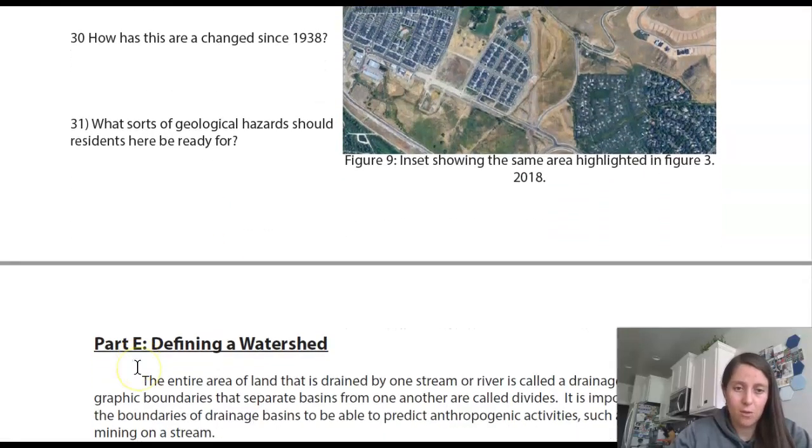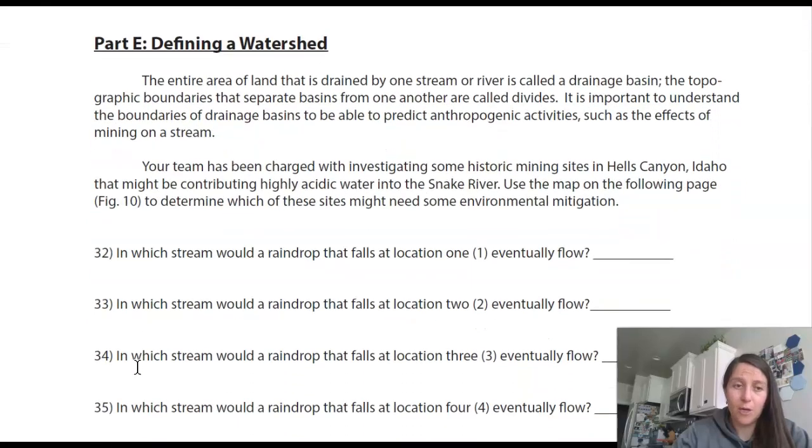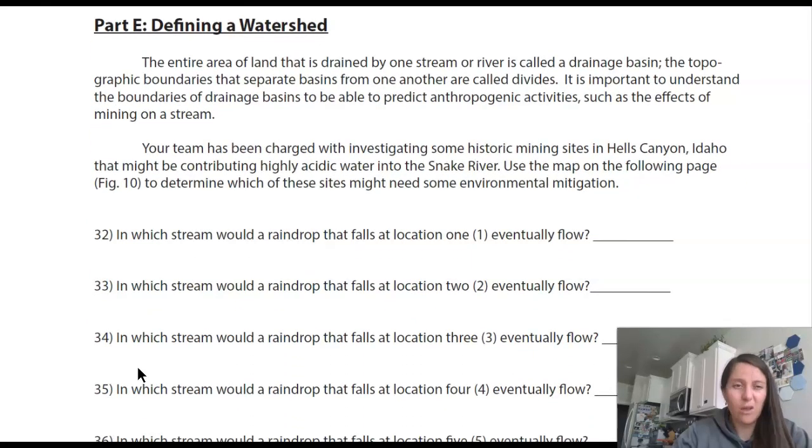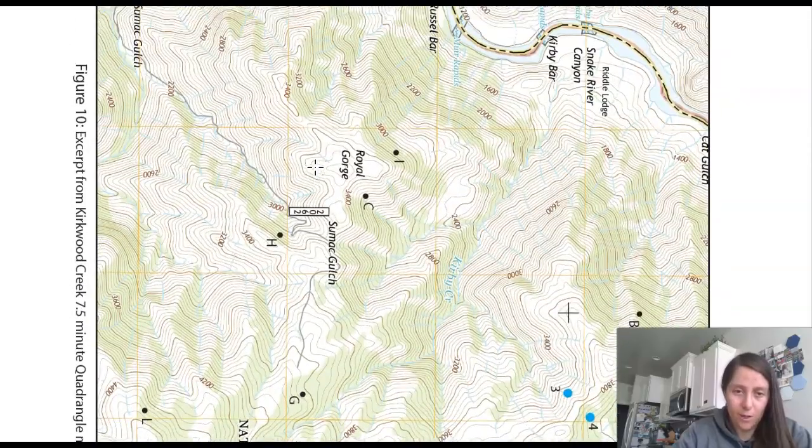Okay, so then after you complete part D, we move on to part E. So on part E, I'm not going to make you do all of it, but I'm going to make you do most of it. So part E, you need to refer to figure 10, which is the last figure on this lab on page 115. It's this picture, or figure, I should say.